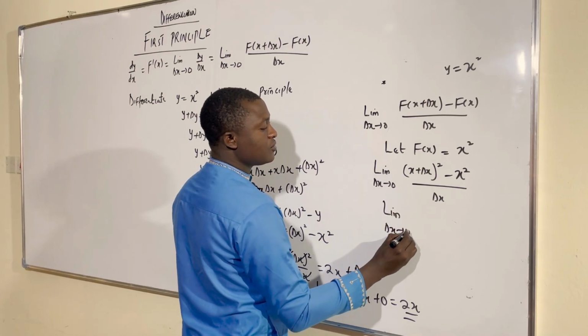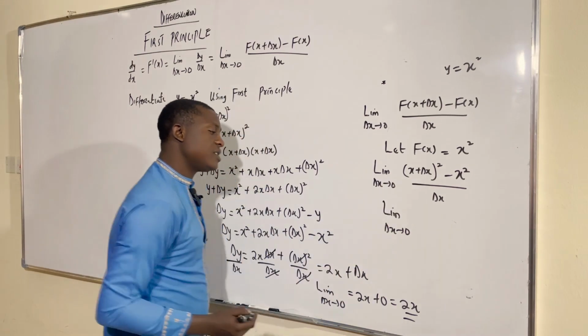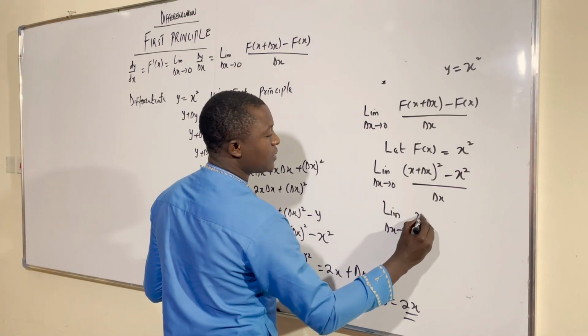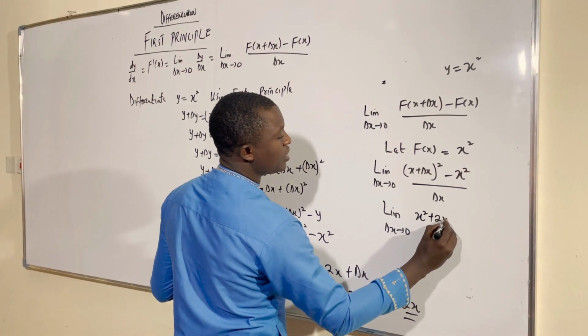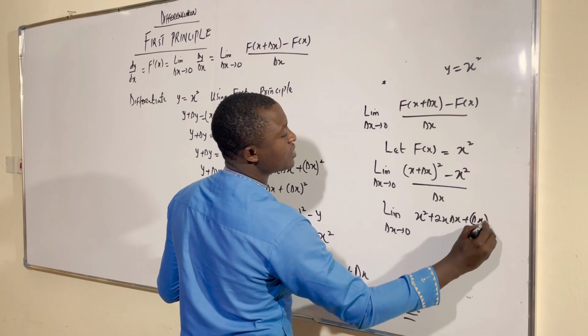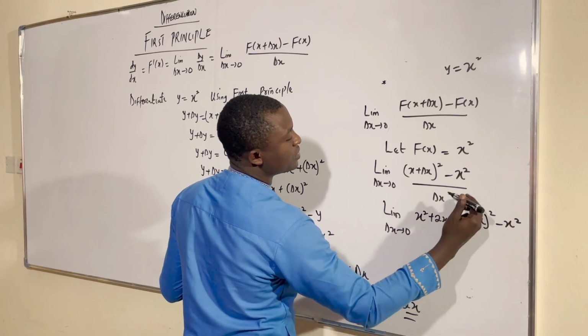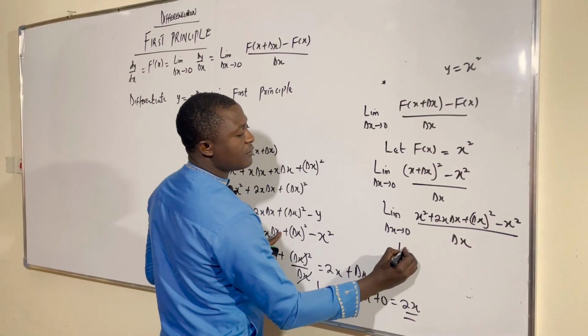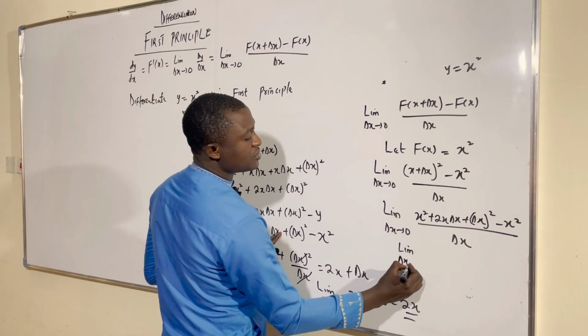Limit of changing x to 0. If I expand this, I think we have done it here. When we expand this, what we got is x squared plus 2x changing x plus changing x all squared minus x squared, and then all divided by changing x.